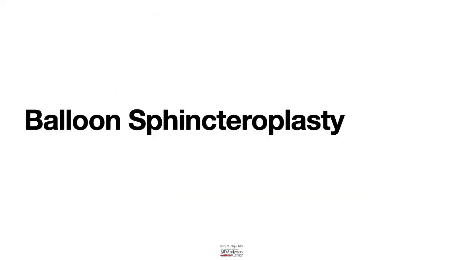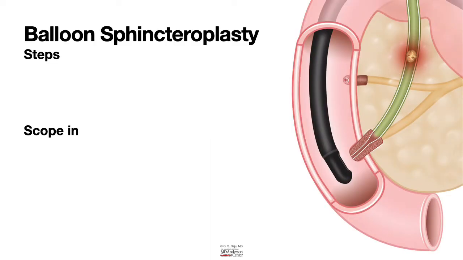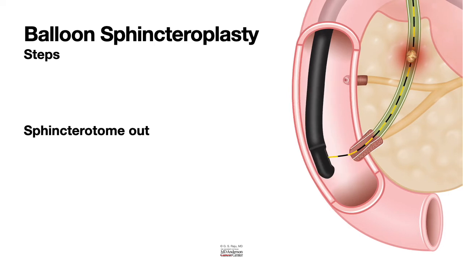Now let us talk about balloon sphincteroplasty. This is typically used for removing stones, especially stones that are not easy to come out of the sphincter. So you go in with the scope, you make a sphincterotomy, but you're not happy with the size of the cut, or you prefer to make a small cut and then dilate the remaining portion of the sphincter by using balloon sphincteroplasty.